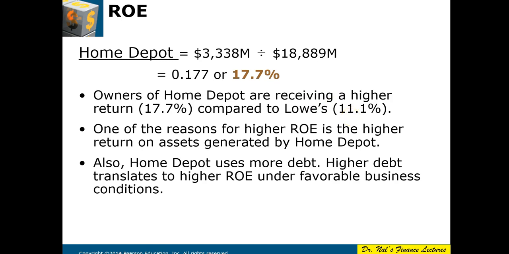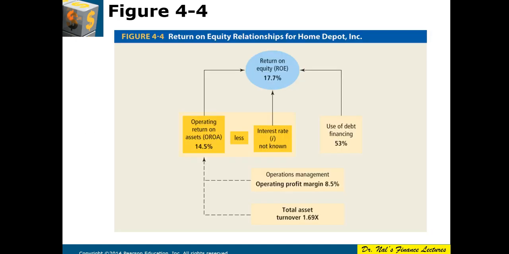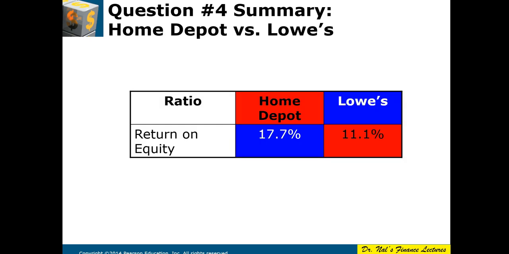But like I explained, one of the reasons that the ROE is higher for Home Depot is that it has a higher return on assets compared to Lowe's. But at the same time, the second reason is that it's more leveraged than Lowe's. So here's a graph demonstrating the relationship between return on equity, return on assets, and financing. So this is a summary of that question, how well the company's assets and equity are turned into profits, net income ultimately.